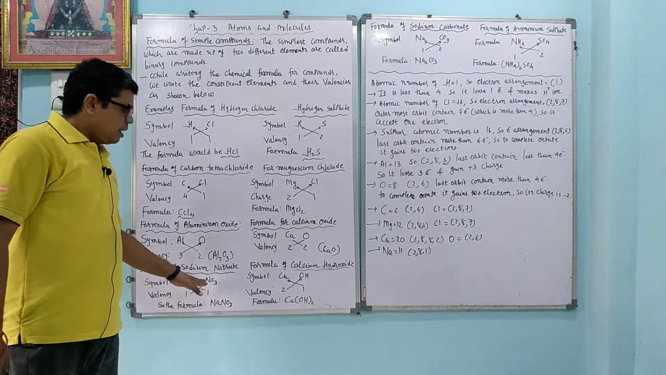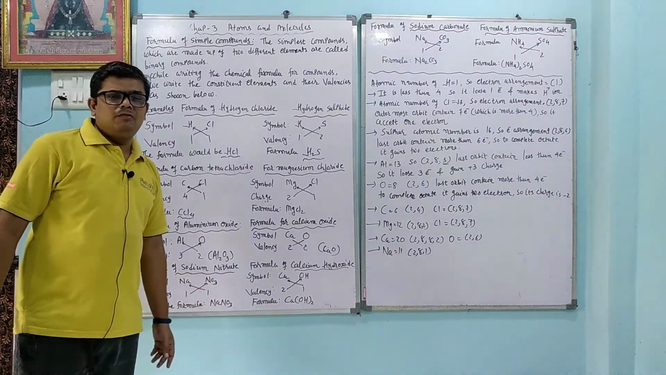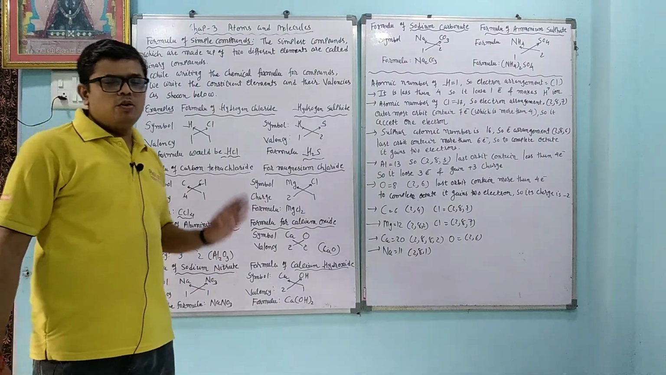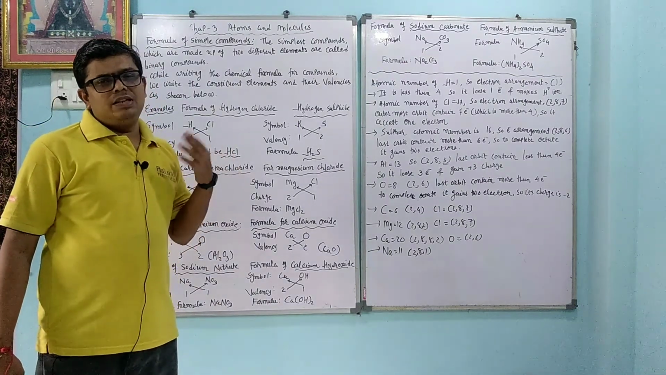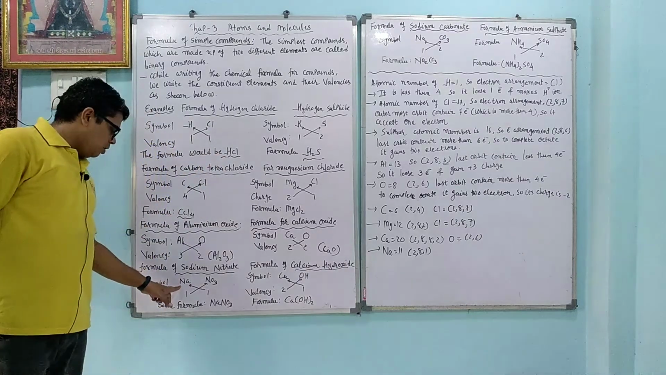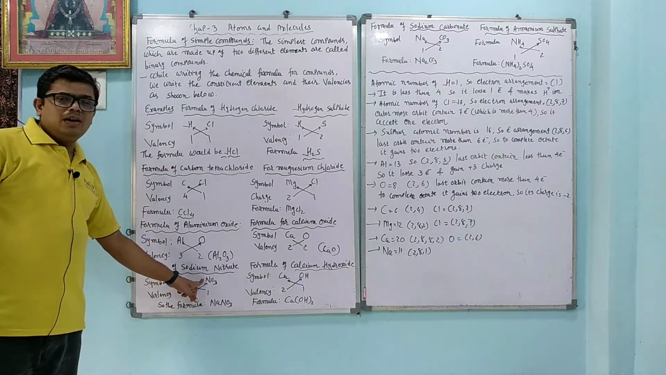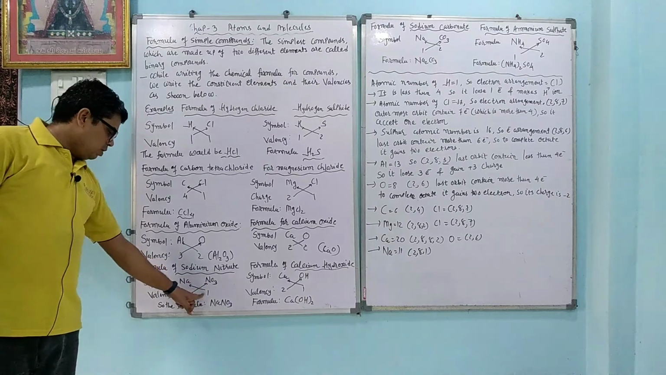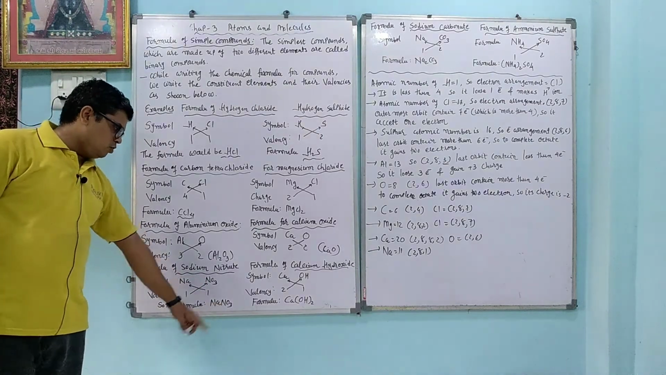In the same way, the formula of sodium nitrate. Now for nitrate, nitrite, phosphate, sulfate, sulfide, you have to remember the valency, because in higher standards you will learn how the valency comes. Sodium, we already know, has valency 1. You have to remember NO3's valency. NO3 is 1, cross multiplication, so we get NaNO3.